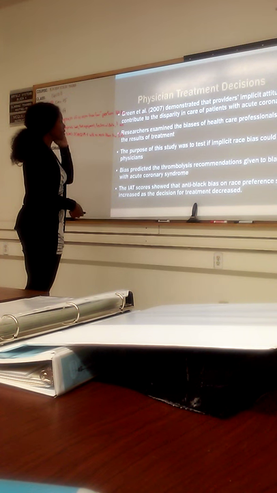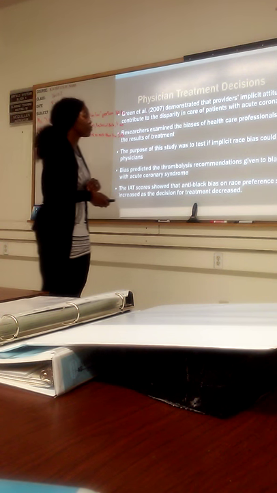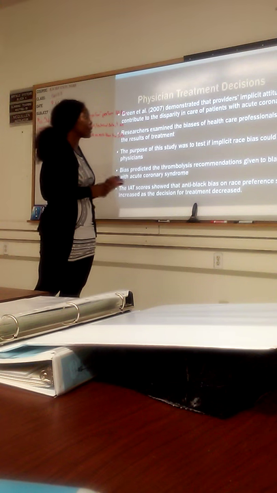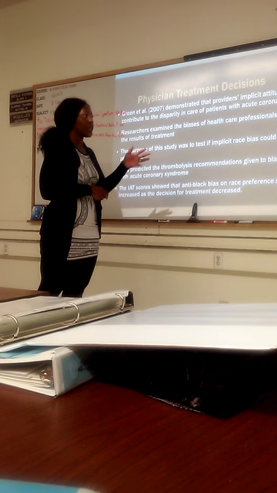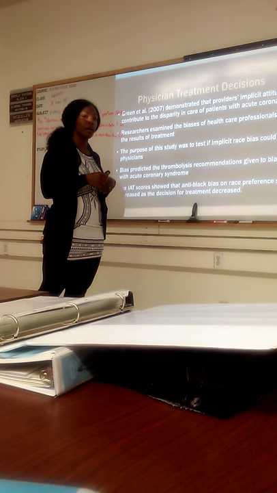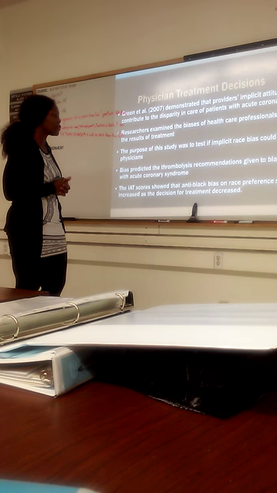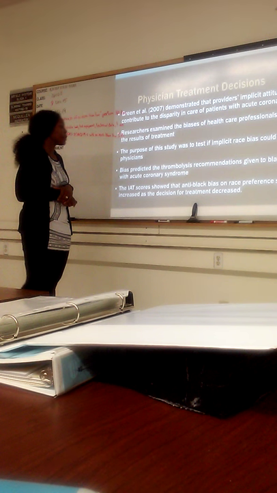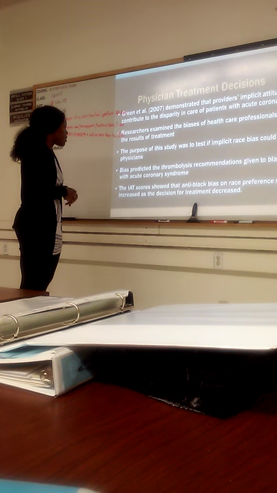So Green and his colleagues in 2007 demonstrated that providers' implicit attitudes about race may contribute to the disparity in care of patients with acute coronary syndrome. They looked at this because, once again, this is an actual disparity seen among African Americans. Researchers examined the biases of healthcare professionals and how it affected the results of treatment. The purpose of the study was to test if implicit racial bias could be found in physicians. Bias predicted thrombolysis recommendations given to Black and white patients with acute coronary syndrome.